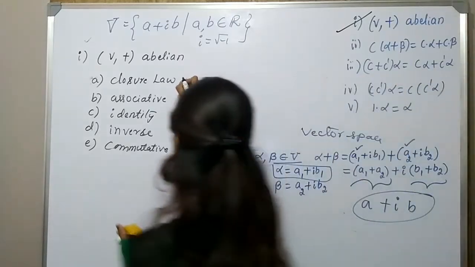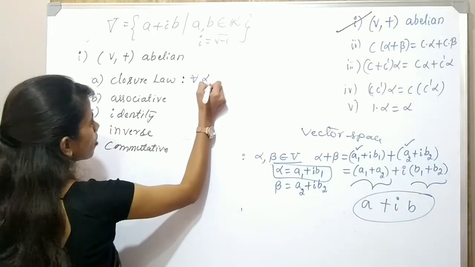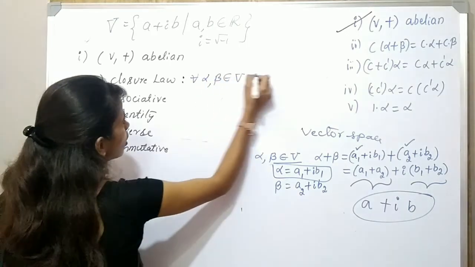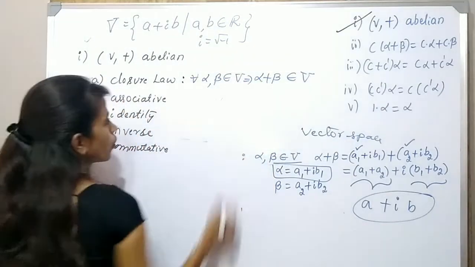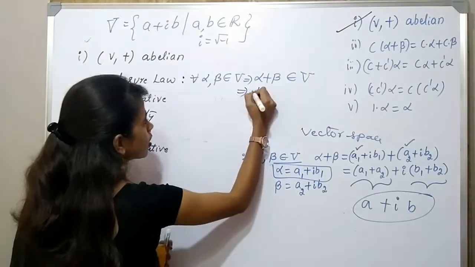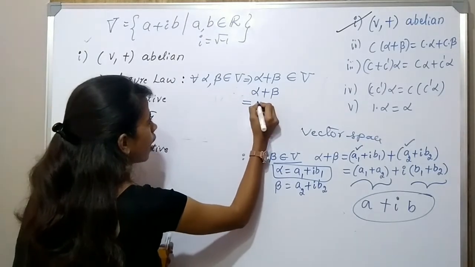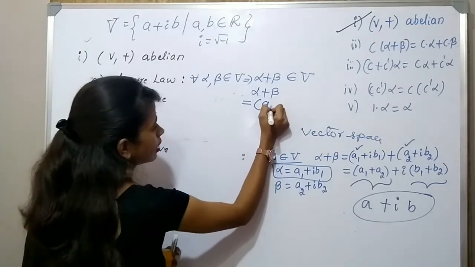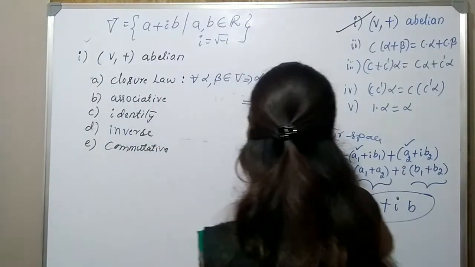What do you mean by closure law? Closure law is: for all alpha comma beta belongs to V, alpha plus beta also belongs to V. So why does it belong to V? Because if I consider alpha plus beta, alpha is a1 plus i into b1, plus what is beta?